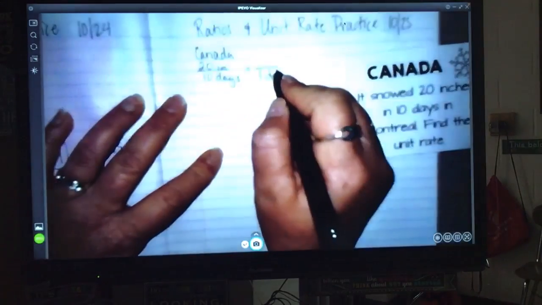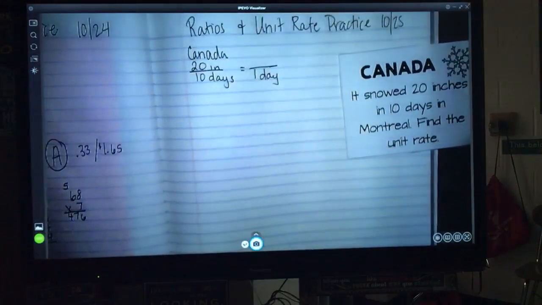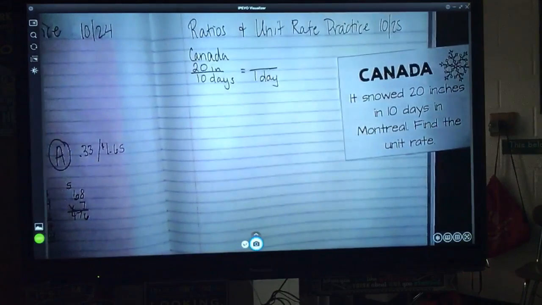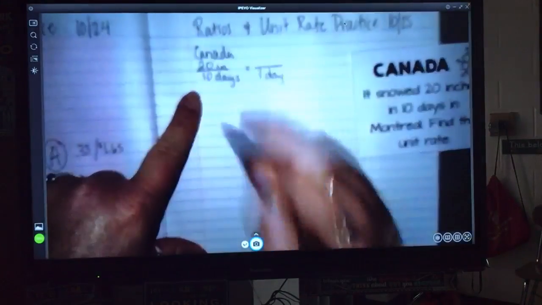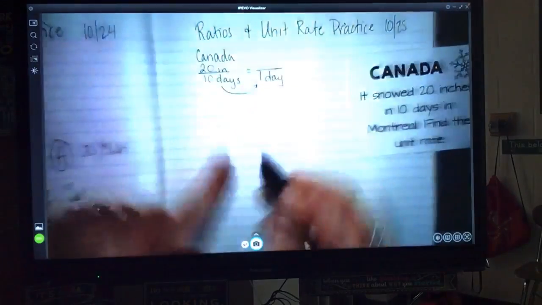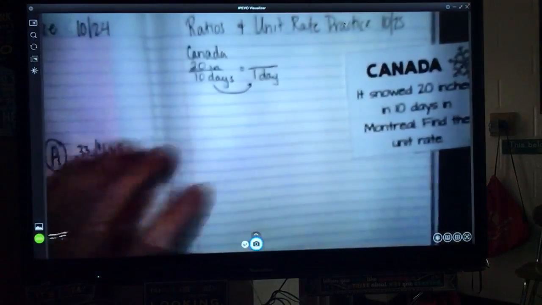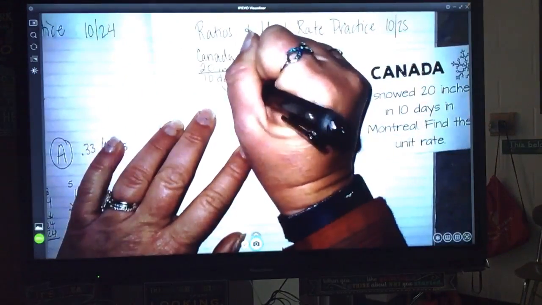If you do not write the units, you will not get credit. Y'all have got to start writing the units. Alright, so how do I go from 10 to 1? What do I do? Aiden. Divide by 10. Alright.